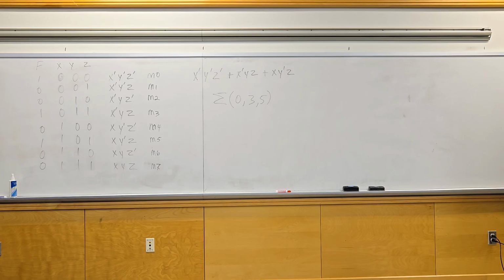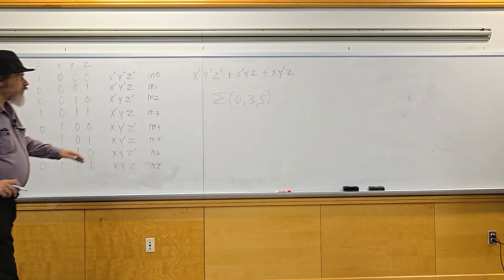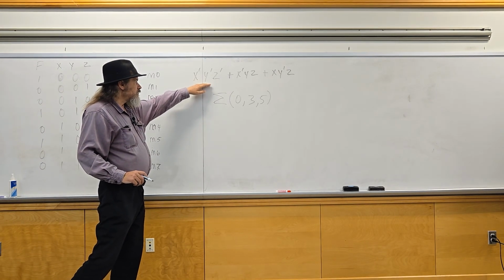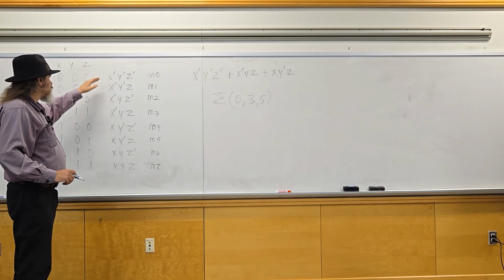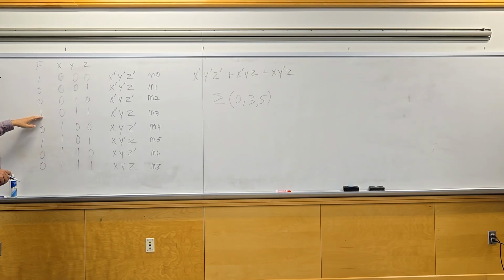Now, converting to a sum of minterms form can be useful for creating a state table for the expression. So if you're given an expression in this form, you can easily match up where the ones are and create a state table from that expression. Of course, not every expression is given in those terms.